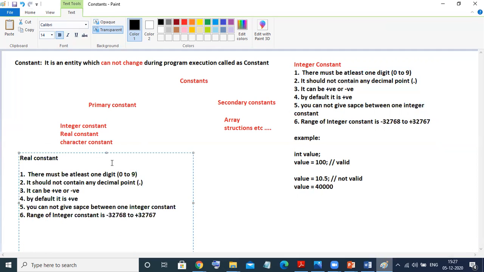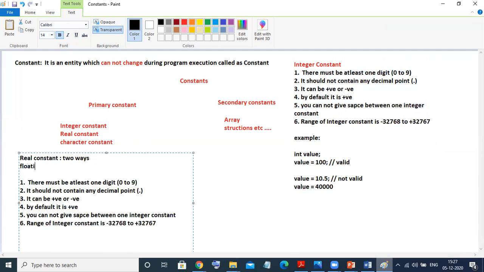Now real constant, basically real constant is also categorized two ways. One is floating constant, and the second one is called an exponential constant. Both the purposes are same, but only the representation would be different. So now let us check some of the rules for these real constants.